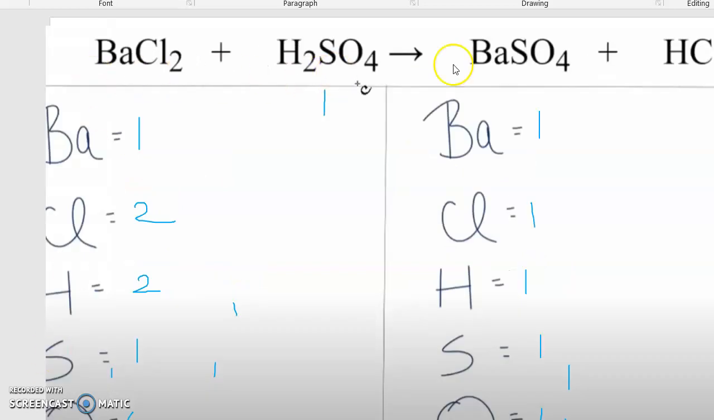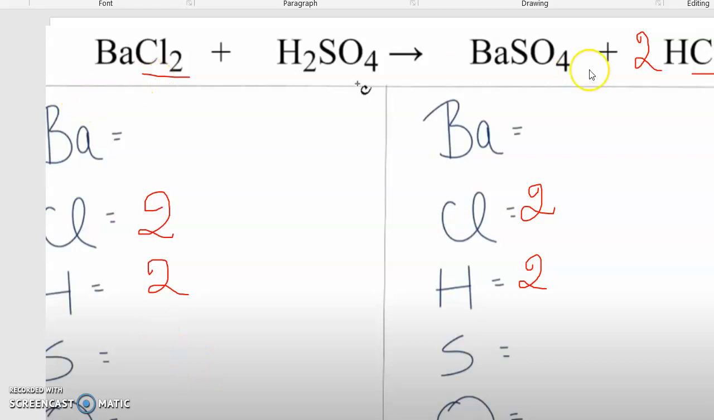Barium chloride plus H2SO4 gives BaSO4 plus HCl. Barium: 1 barium on the left, 1 barium on the right. Chlorine: 2 chlorine on the left, 1 chlorine on the right. Hydrogen: 2 hydrogen atoms on the left, 1 hydrogen atom on the right. Sulfur: 1 sulfur and here also 1 sulfur. Oxygen also 1 and 1. So the main difference in the number of atoms is chlorine only. So you have to balance the chlorine atom.